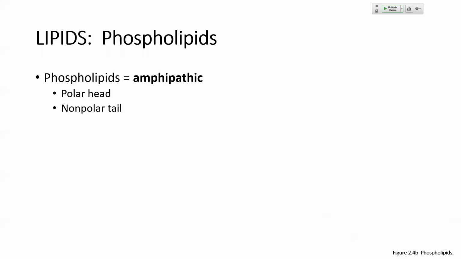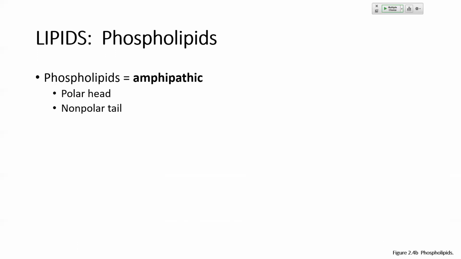All right, moving on to phospholipids. This is probably the most important lipids that we will come across. We're going to speak about them again and again, and we're going to speak about how they lend themselves to a very important structure of the cell membrane. So phospholipids are amphipathic. Does anyone know what amphipathic means?